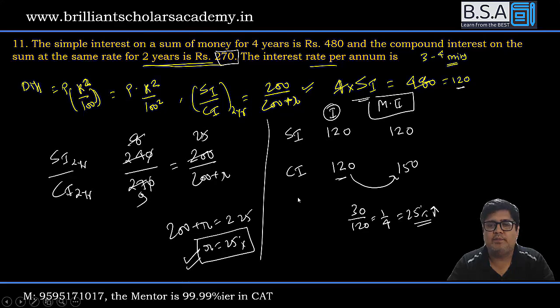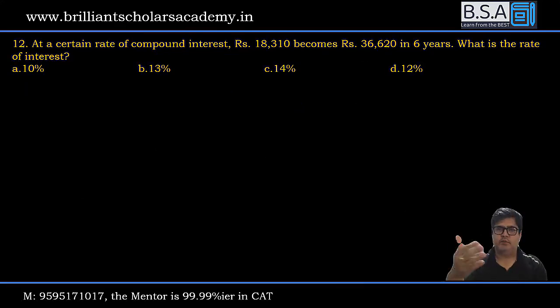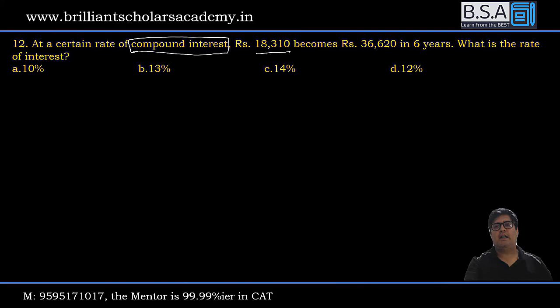Moving on from this. Give it a shot. At a certain rate of compound interest, 18310 becomes 36620 in 6 years. What is the rate of interest? Give me an answer.